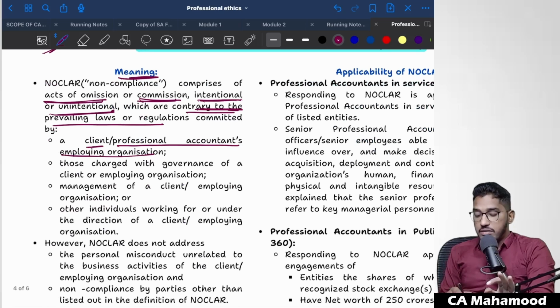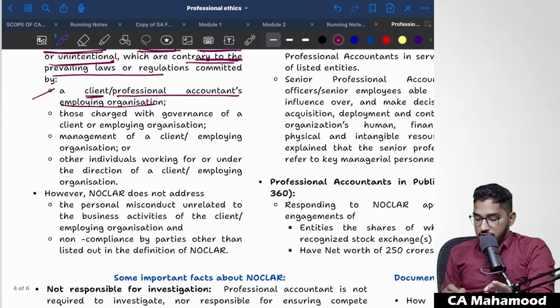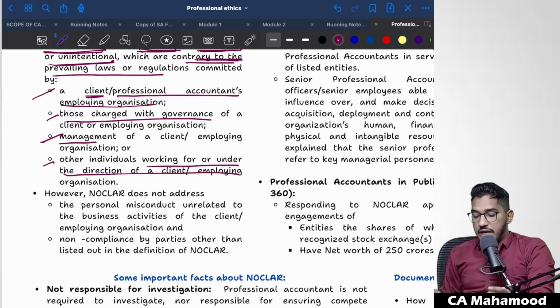So committed by whom, sir? When we call this non-compliance, this act of omission or the act of commission should have been committed either by your client or professional accountant's employing organization, or those charged with governance of the client or employing organization, or management of the client or employing organization, or other individuals working for or under the direction of the client or employing organization, nothing but employees of your client or employing organization.